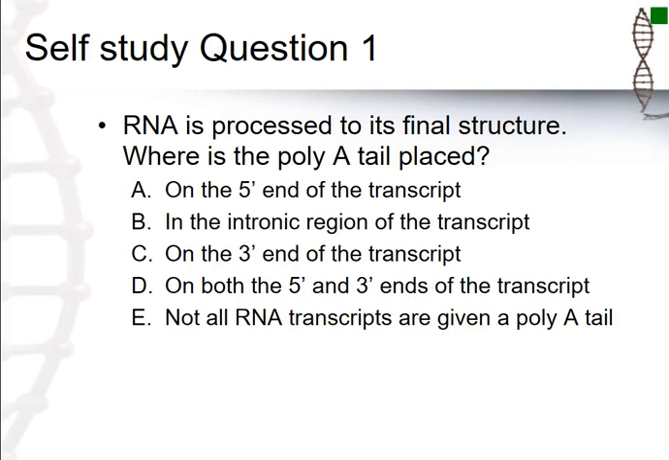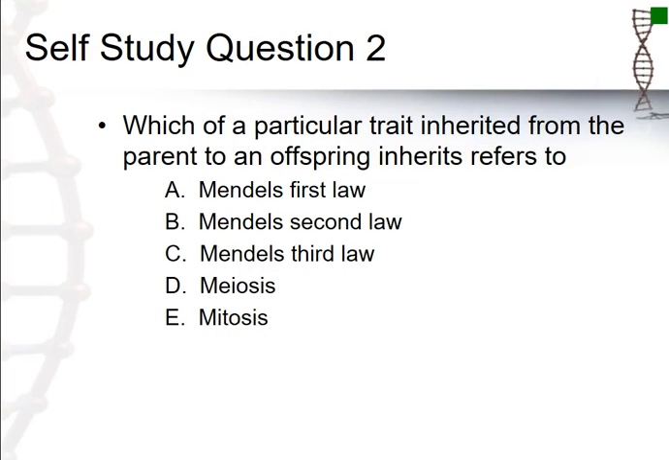So, self-study questions. RNA is processed to its final structure. Where is the poly A tail? On the 5' end of the transcript, in the intronic region of the transcript, on the 3' end, on the 5' and 3' ends, or not all RNA is given a poly A tail. Self-study question 2. Which law states that a particular trait is inherited from a parent to the offspring: Mendel's first law, Mendel's second law, Mendel's third law, meiosis, or mitosis. And this completes the initial lecture on genetics for the genetic series.